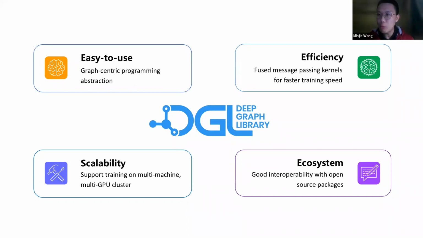And finally, as open source software, we also care a lot about the ecosystem. We are happy to see many great open source works building upon DGL, and we are also happy to contribute to and support them back. So let me quickly go through these 4 aspects one by one.